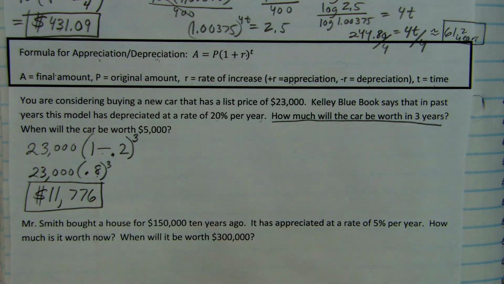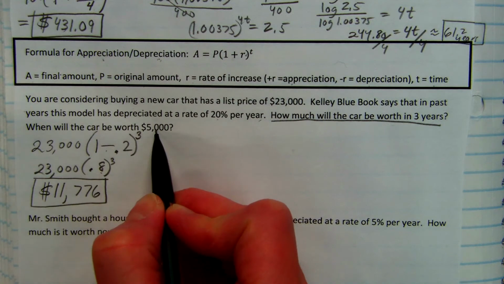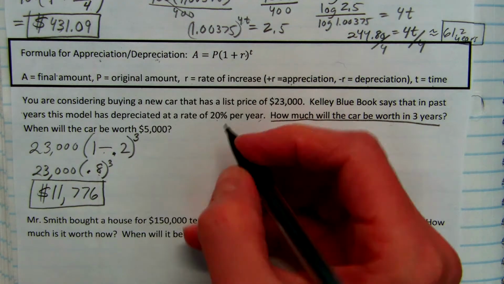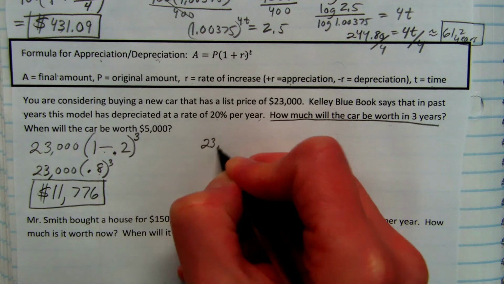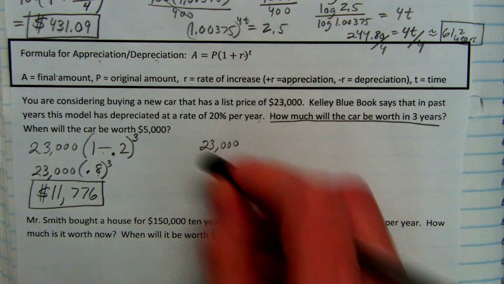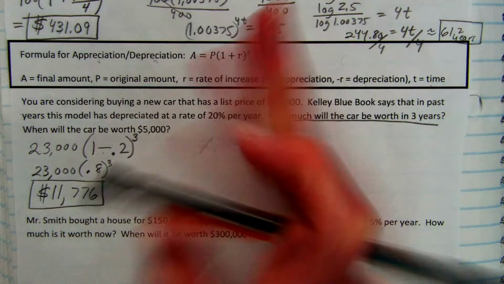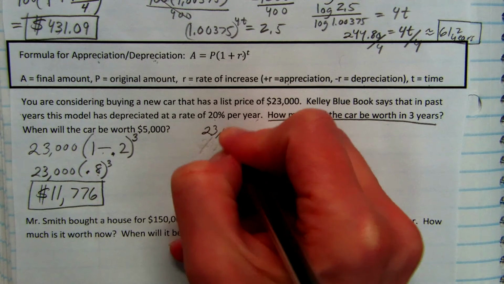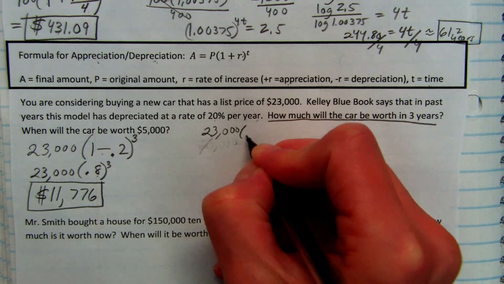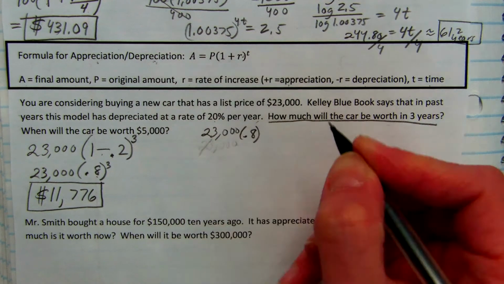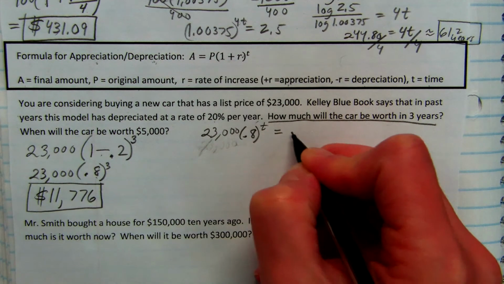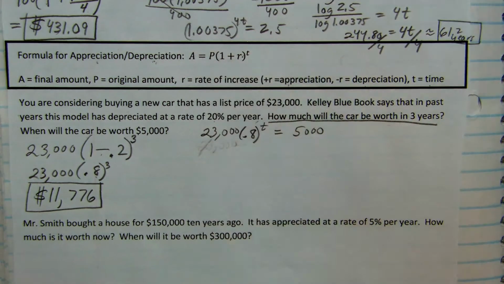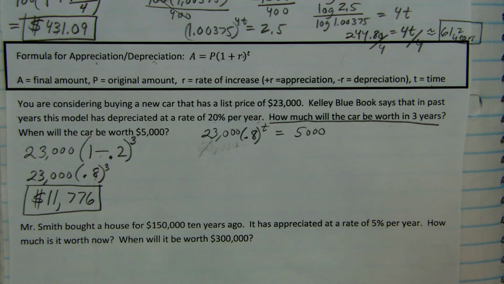Then it says, when will the car be worth $5,000? So we're going to start with the $23,000 that it started with, except I'm going to go up a little bit. I have space. I'm going to use it. $23,000. We know it's retaining 80% per year, but we don't know how many years it's going to take before it equals $5,000. So we're going to set it up like that.